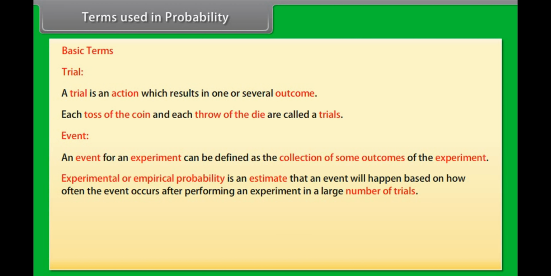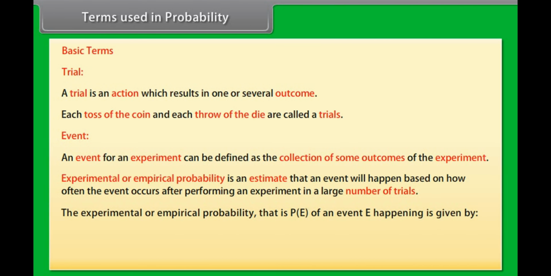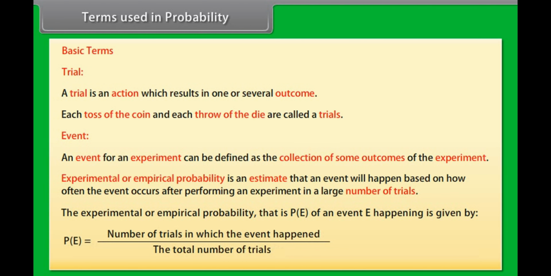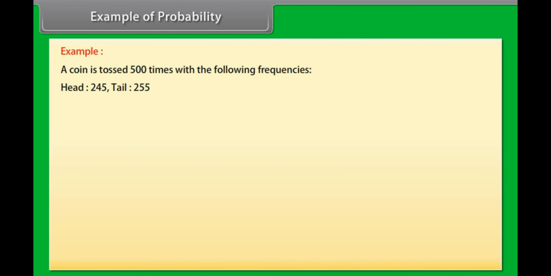Experimental or empirical probability is an estimate that an event will happen based on how often the event occurs after performing an experiment in a large number of trials. The experimental or empirical probability, that is P(E) of an event E happening, is given by P(E) is equal to number of trials in which the event happened upon the total number of trials. Example of probability. Example. A coin is tossed 500 times with the following frequencies. Head 245, tail 255. Compute the probability for each event.